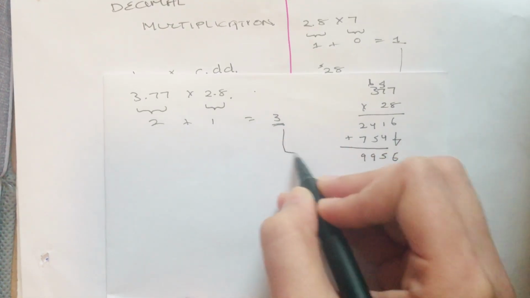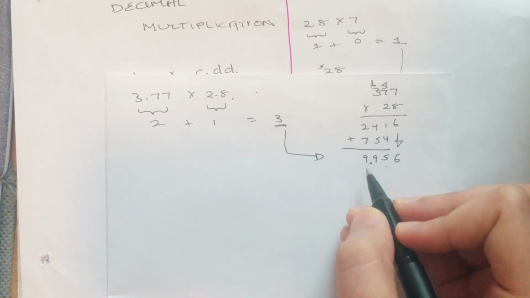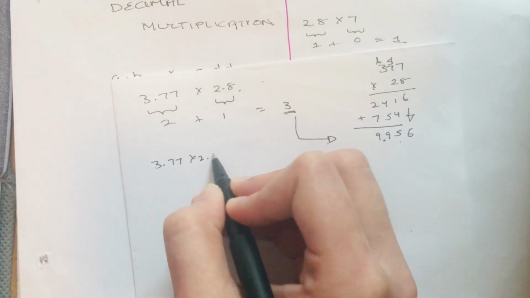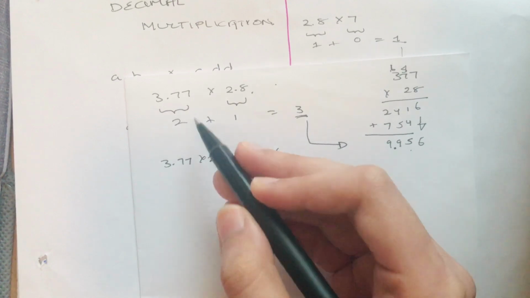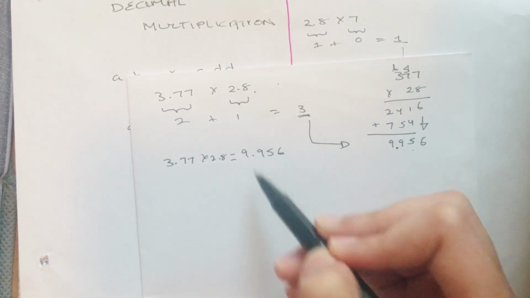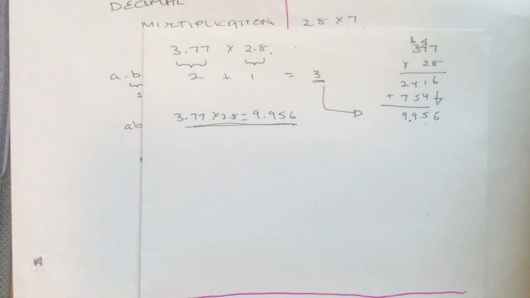Okay, you bring this back here. You start counting from your right. 1, 2, 3. You put the decimal point. So your answer is going to be 3.77 times 2.8 is equal to 9.956. So this one had 2 decimal points, this one has 1 decimal point, this one will have 2 plus 1, 3 decimal points. That's easy, right?